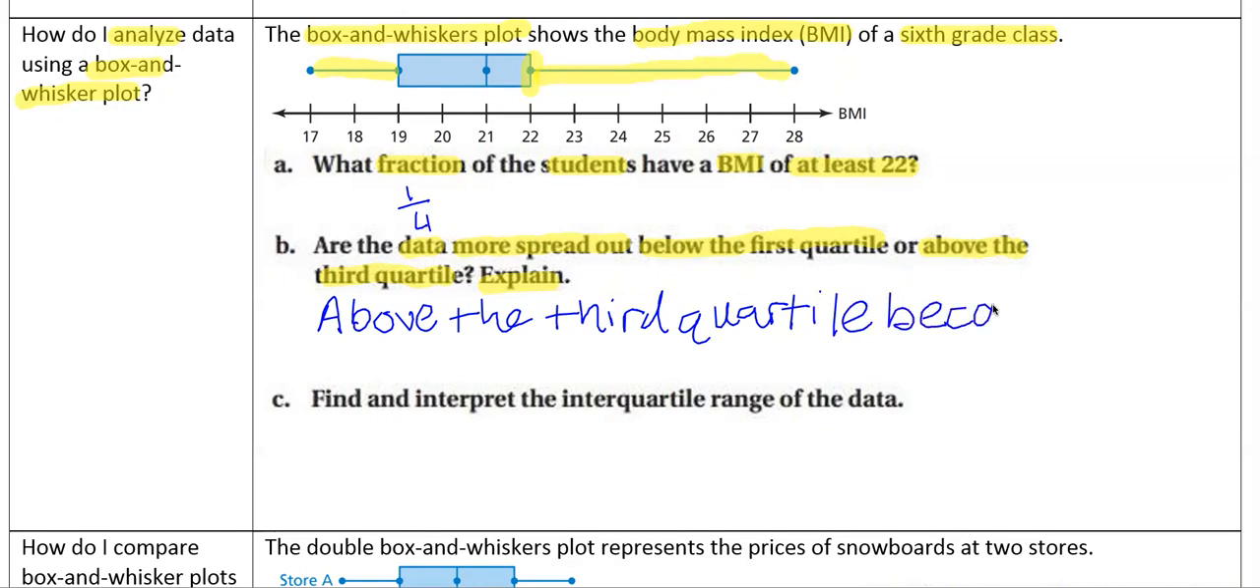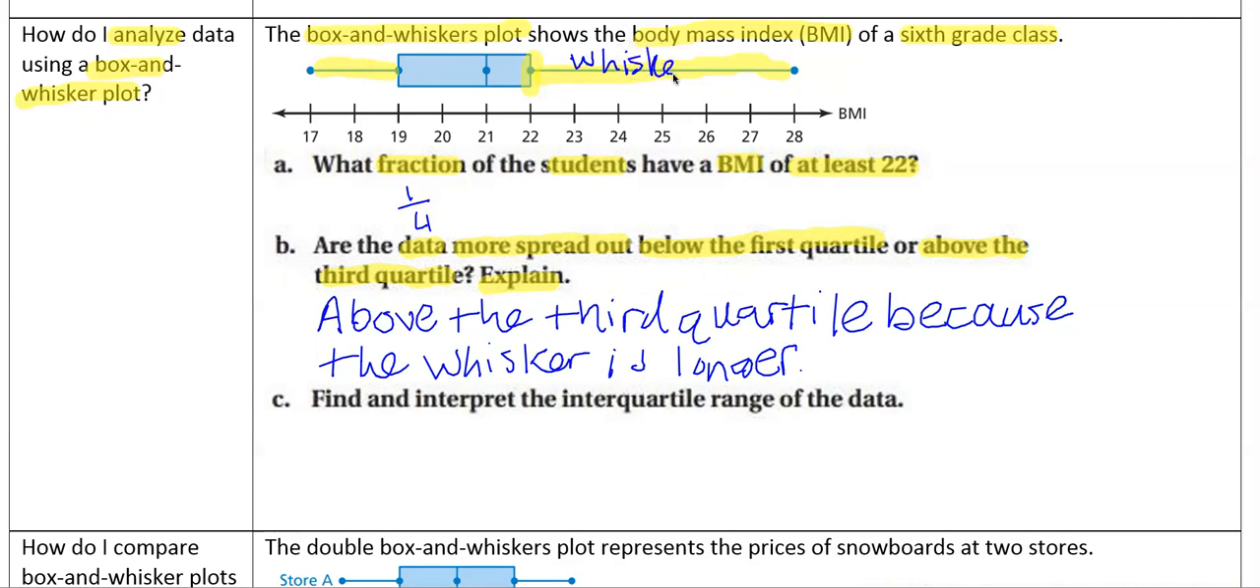Because the whisker, we're talking about the whiskers here, is longer. And I probably wasn't clear enough about that, but these are the whiskers. The whiskers are the areas from the third quartile up to the greatest value, and from the least value, and I don't have enough space, up to the first quartile. These are the whiskers. And so you can see this one above the third quartile is definitely longer.